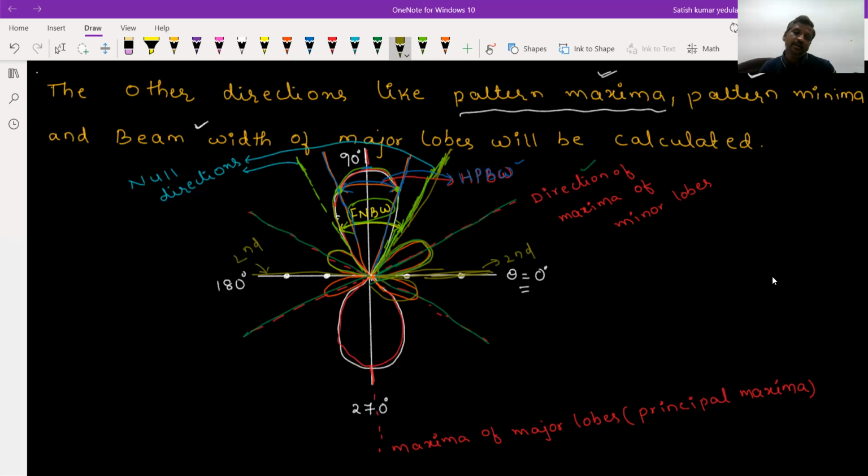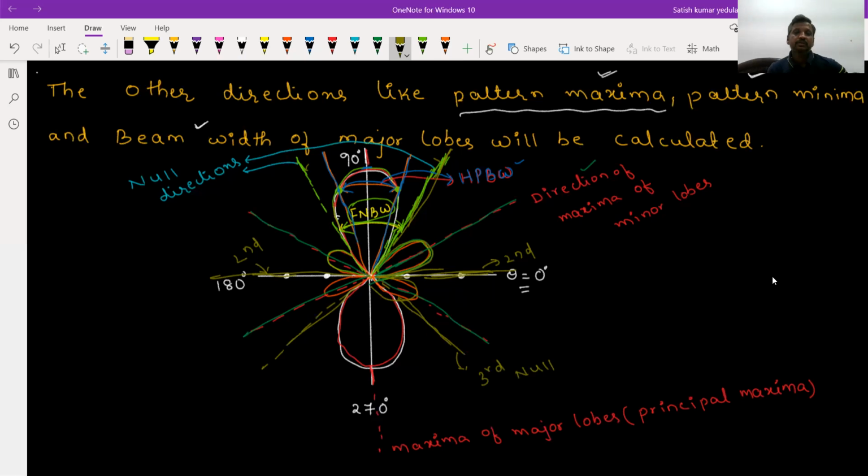There will be another null direction also which is adjacent to this. This is also another null direction for this particular major lobe, but still you cannot call it a first null. You have to call this the third null direction. There are only three null directions. Don't call this one null direction and this the second null direction. These two are called first nulls, these two are called second nulls, and these two are called third nulls. There will be only three null directions. Don't consider them as six null directions.